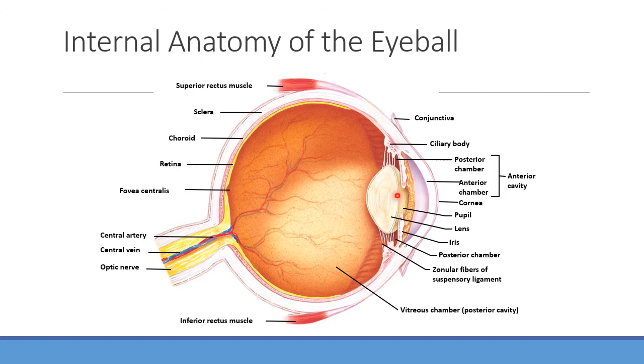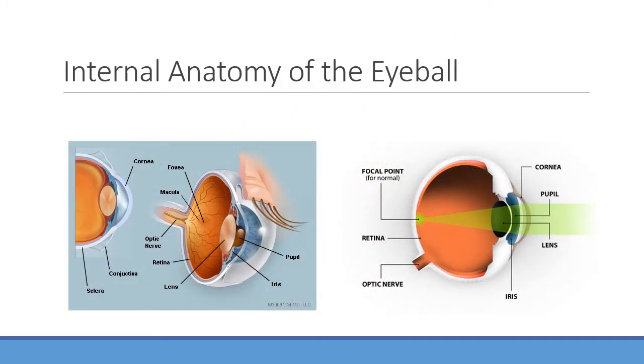Those are the two main delineations as far as different compartments of the eye. So looking at the internal anatomy, notice here that usually the light is going to be coming through the pupil first, going through the lens, and hitting the focal point usually.